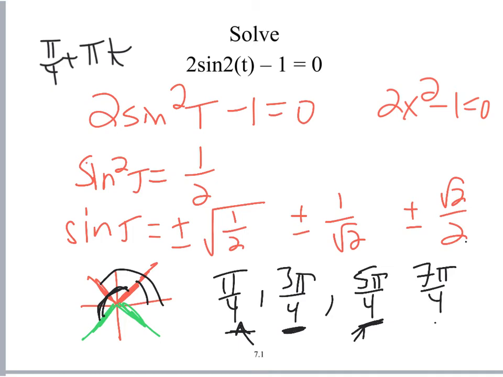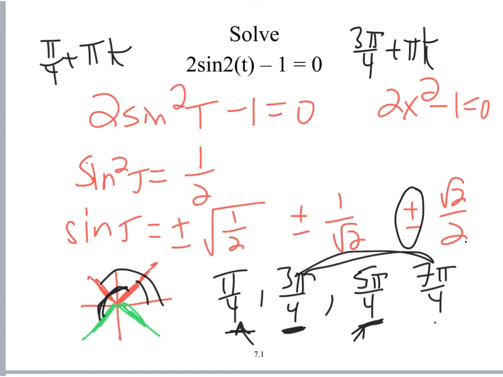And then we could say 3 pi over 4 plus pi k. That'll take care of these 2 answers here. So I guess that would be the way to do it. That's the simplest way. But the important part is extracting the square roots, and when you take the square root, to make sure you talk about the plus or minus.